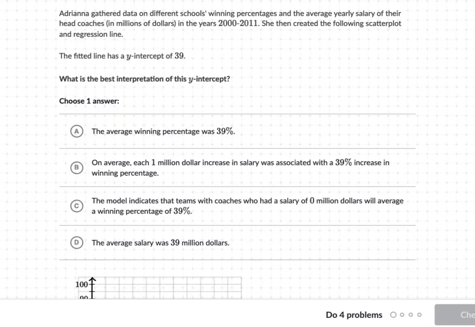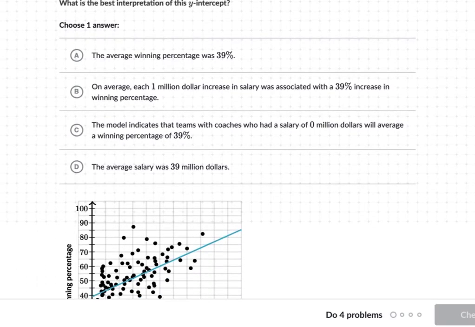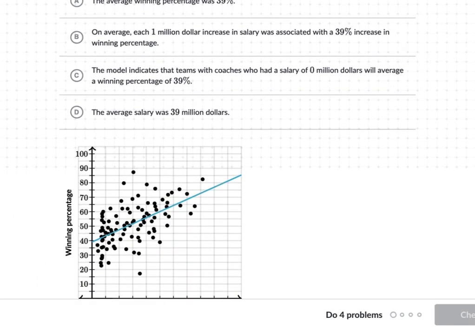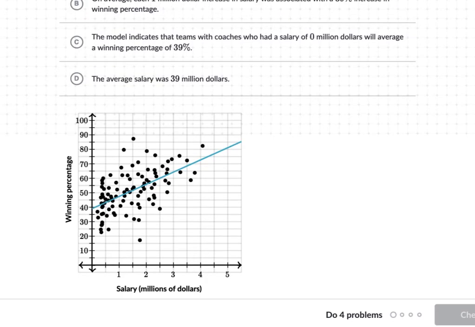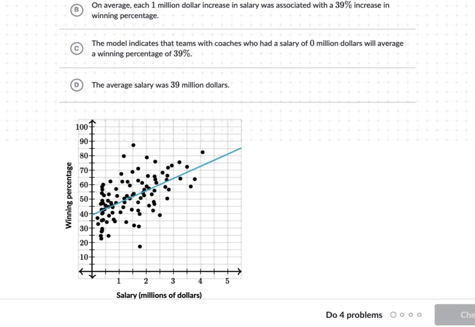So the regression line is just your trend line or your line of best fit. The fitted line, they are telling you, has a y-intercept of 39. So they want to know, what does it mean if the y-intercept is 39? What's the best interpretation? So go ahead and pause the video and see if you can figure out what that 39 means.